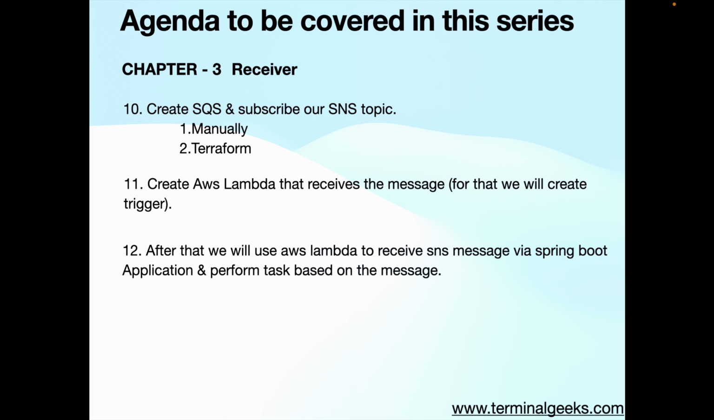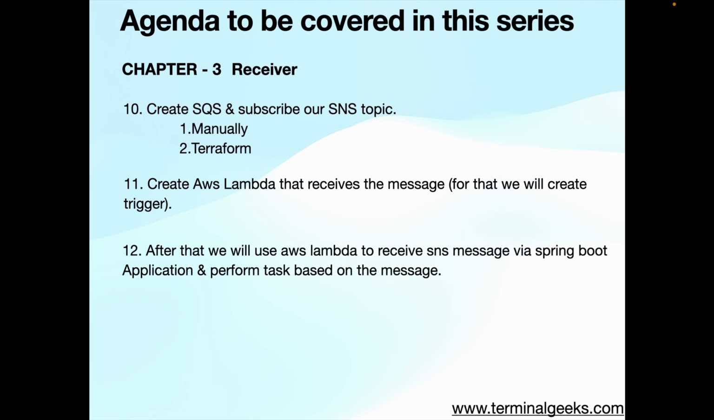The third chapter is the receiver. The message is sent successfully. Now we will create SQS and subscribe it to the SNS topic, both manually and with a Terraform script. After creating SQS, we'll create AWS Lambda. And see, point 10, creating SQS is just for knowledge. It is not required in our agenda. I am showing how to create it in both ways, but we do not require SQS.